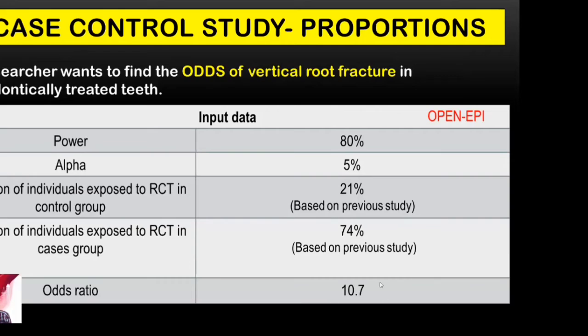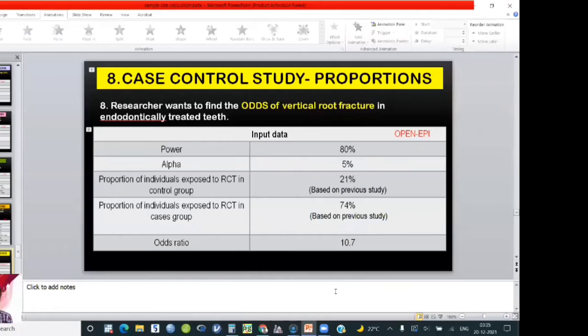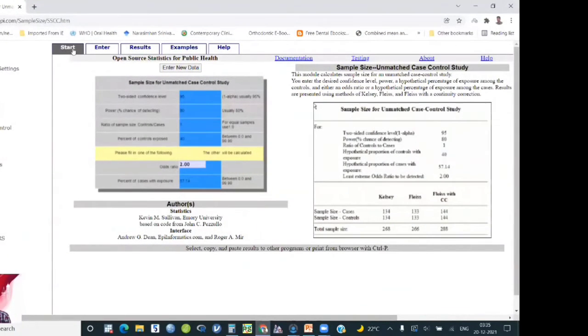So actually no need to provide odds ratio. If you have either two proportions or any one proportion and one odds ratio, you can calculate the sample size. Okay, let us try to calculate a sample size to prove this odds to be statistically significantly different. I'm going to use the software OpenEpi. This is OpenEpi software. I'm going to sample size, unmatched case control study.